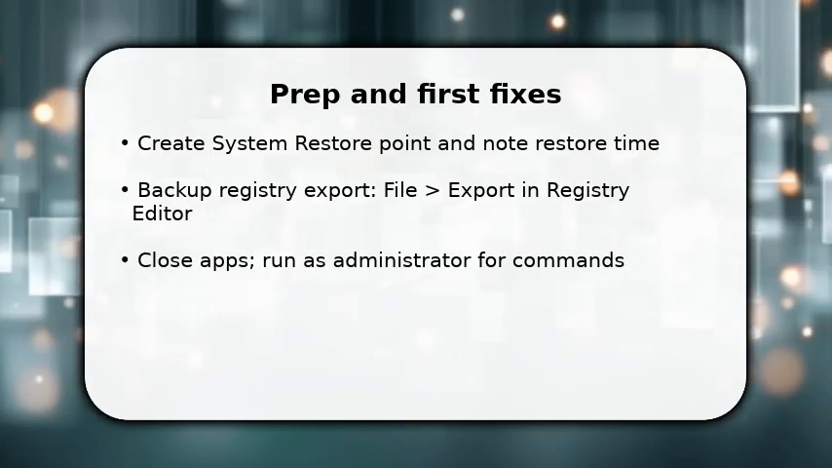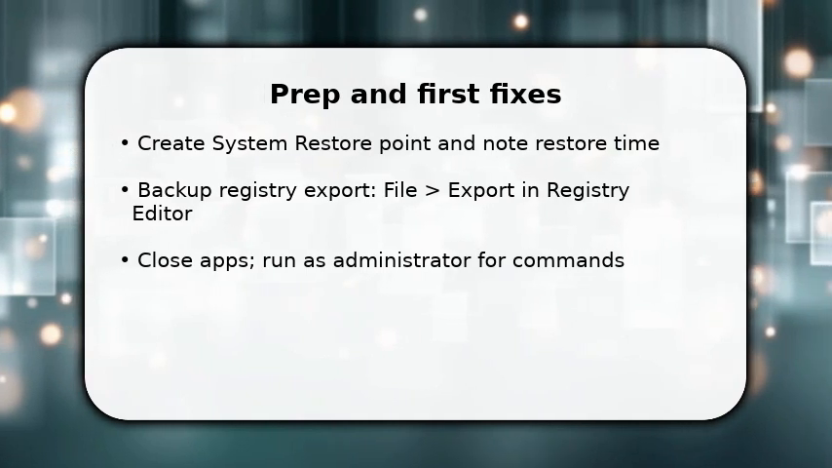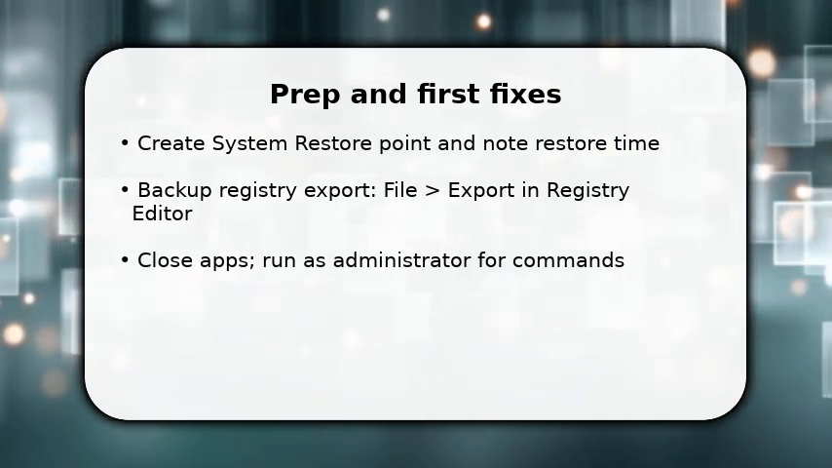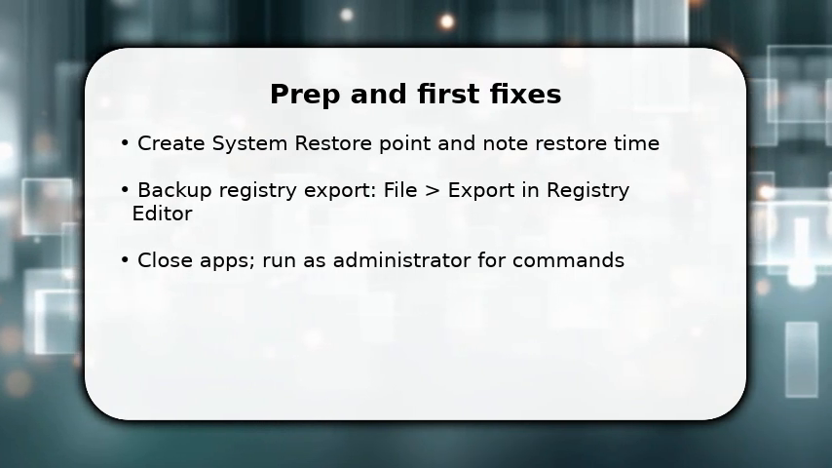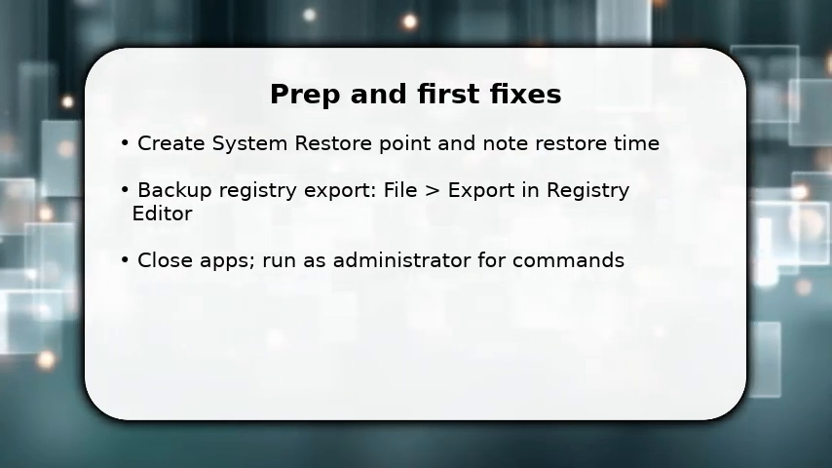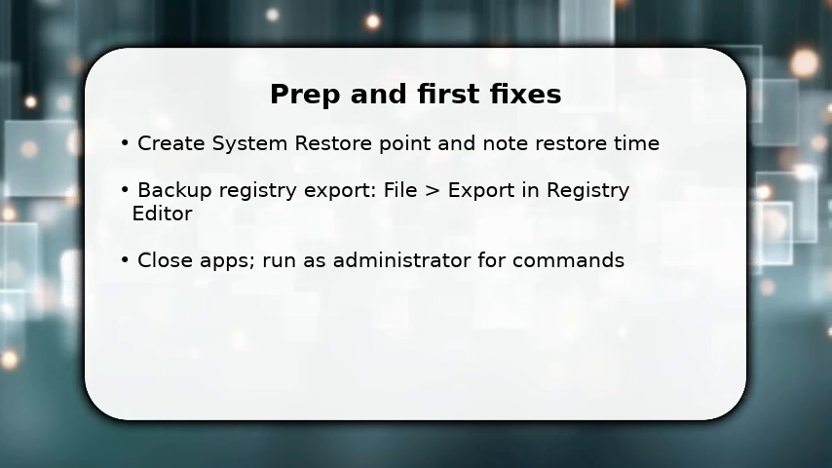You start by creating a system restore point so you can roll back if needed. Once done, open Registry Editor, select Computer, and export the full registry to a safe location. This is your undo file.